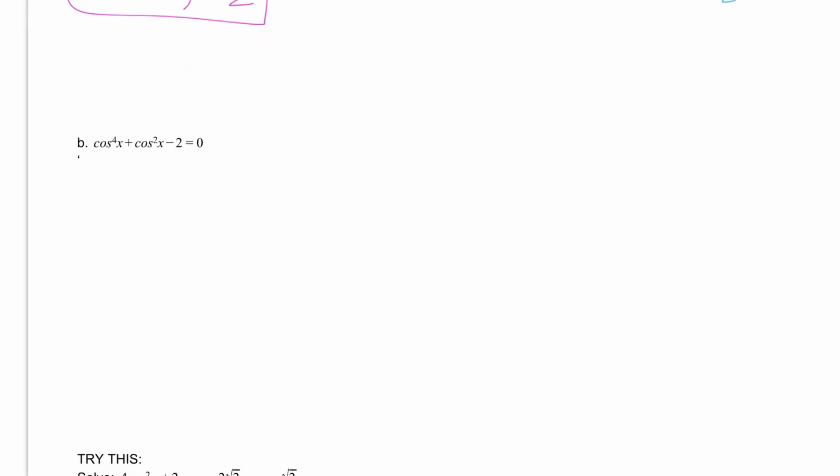In part B, we have cosine to the 4th x plus cosine squared x minus 2 equal to 0. And what we need to do is factor this. This is going to factor very similarly to something like x to the 4th plus x squared minus 2, which might throw you off a little bit, but would also factor very similarly to x squared plus x minus 2. This you should be familiar with from Algebra 2, and you probably worked with this in Advanced Algebra and Trig. But we are going to use that guess and check method.